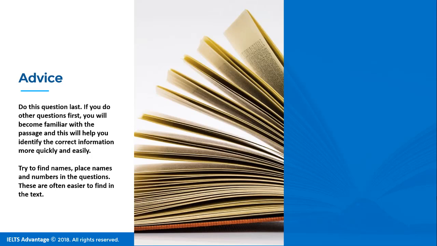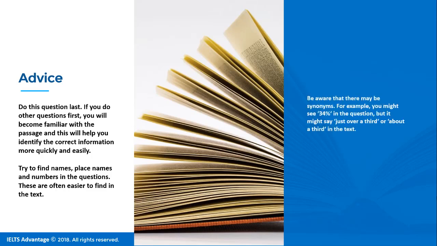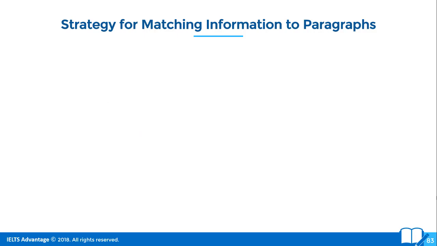Try to find names, place names and numbers in the questions. These are often easier to find in the text. So someone's name or a number is very easy to find. So think about those when you're doing these. Be aware that there may be synonyms. For example, you might see 34% in the question, but it might say just over a third or about a third in the text. Okay, so it's all about strategy, really, this question.